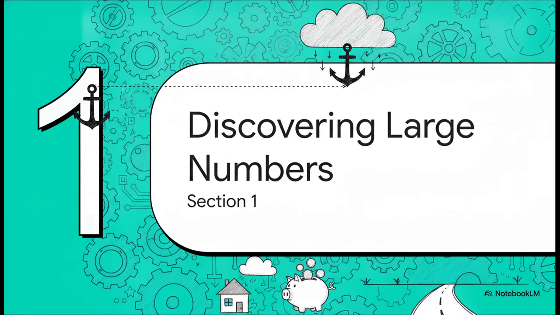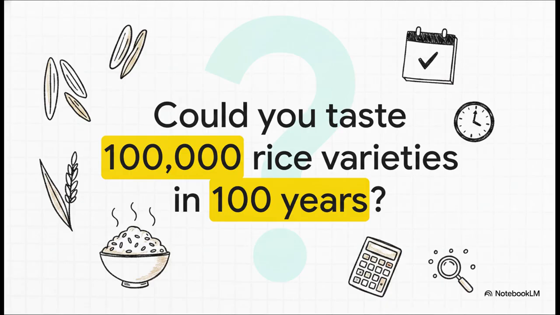Section 1. Discovering large numbers. It is incredibly easy for huge numbers to just feel like a meaningless string of zeros. To really get a grip on them, we need to anchor that abstract math to something real. So try this. If you tasted a brand new variety of rice every single day, could you taste 1 lakh, that's 100,000, varieties in a 100-year lifetime? It sounds like forever, right? A whole century. But let's actually do the math together.